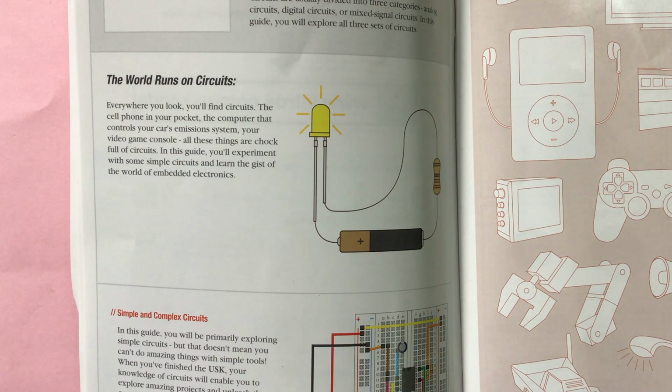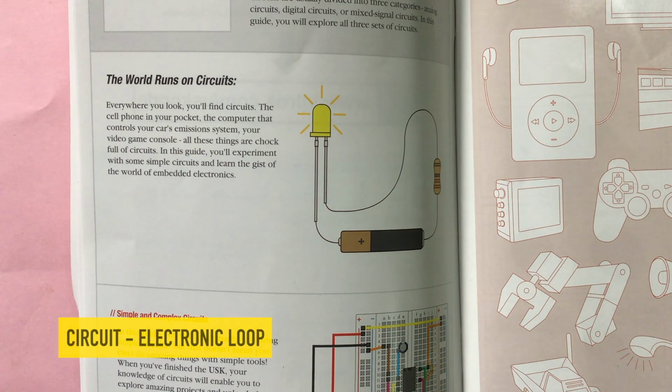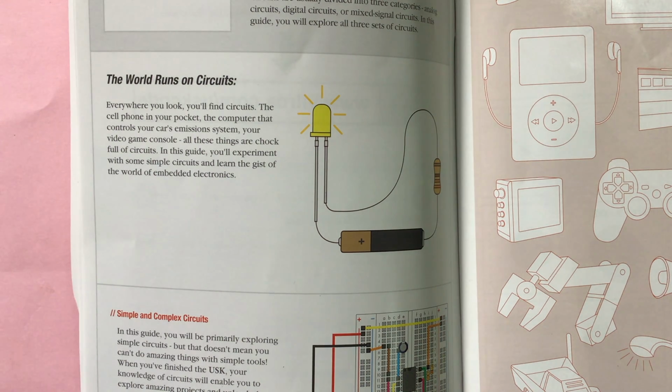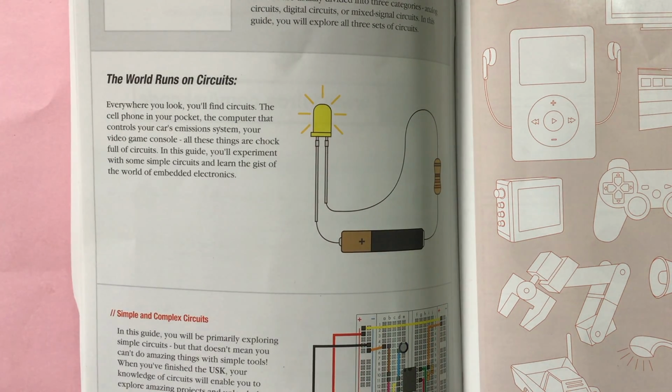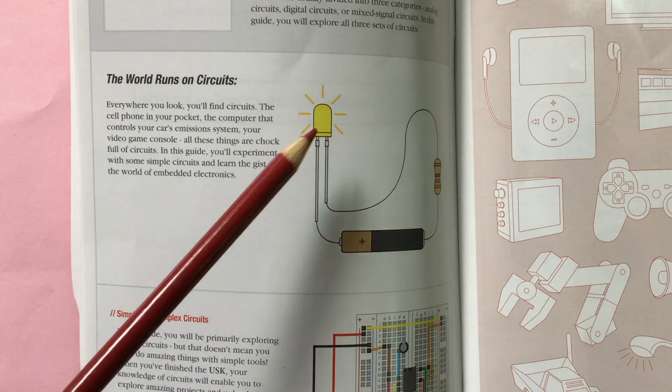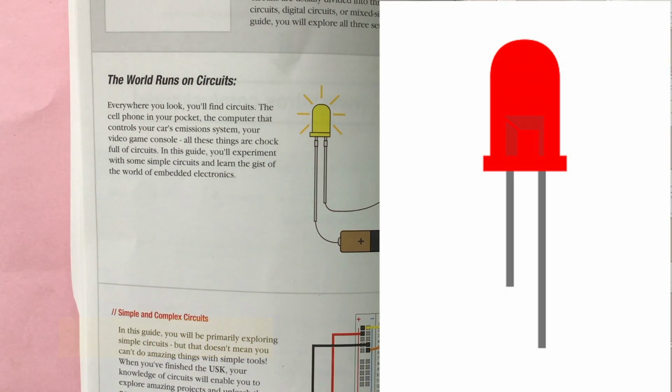Welcome to the Arduino module, and today we're going to start with a circuit. A circuit is basically an electronics loop, a loop with electronics having a starting point and an end point. From the diagram here, you will see an example of a loop, and this loop has something called an LED. An LED in full is light emitting diode.